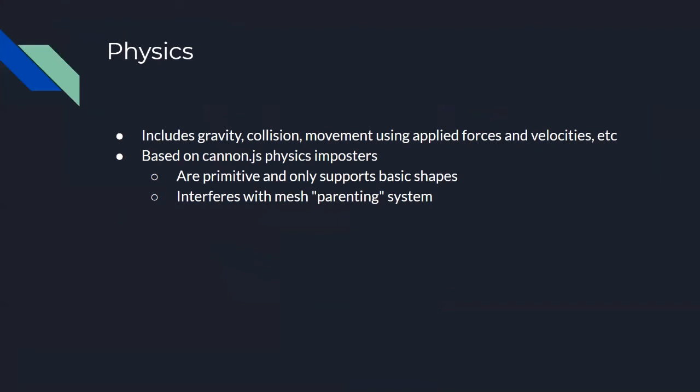The physics of our robots then were done with the Cannon.js plugin. Physics includes things like gravity, collision, applied forces, and velocities, and those things correlate with movement. These things are based on the Cannon.js physics imposters, but they only support basic shapes like spheres, boxes, and cylinders. The more general physics imposter for all shapes was kind of buggy, so that couldn't be used, and that forced me to apply imposters on every individual component of a mesh, which caused a lot of performance problems.